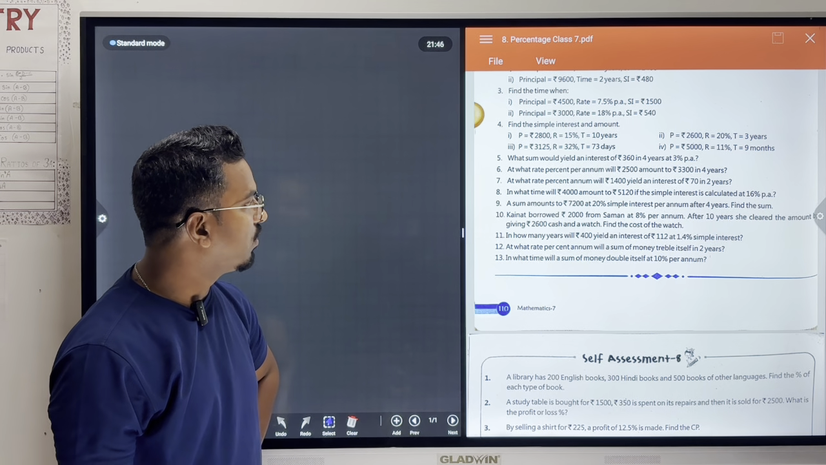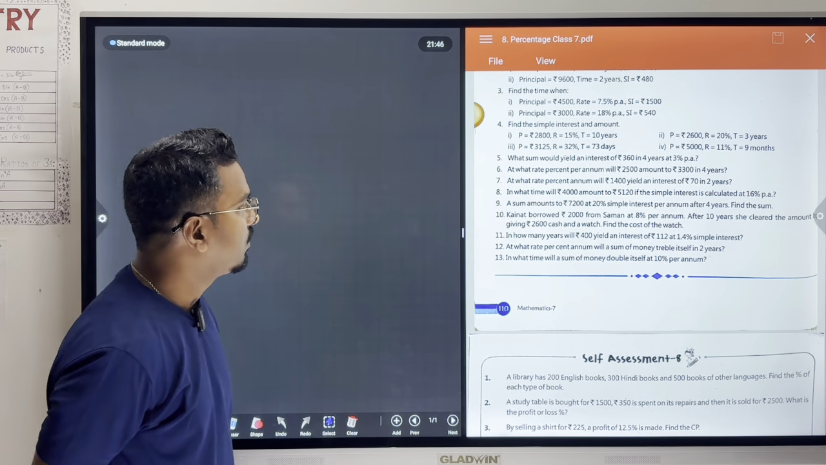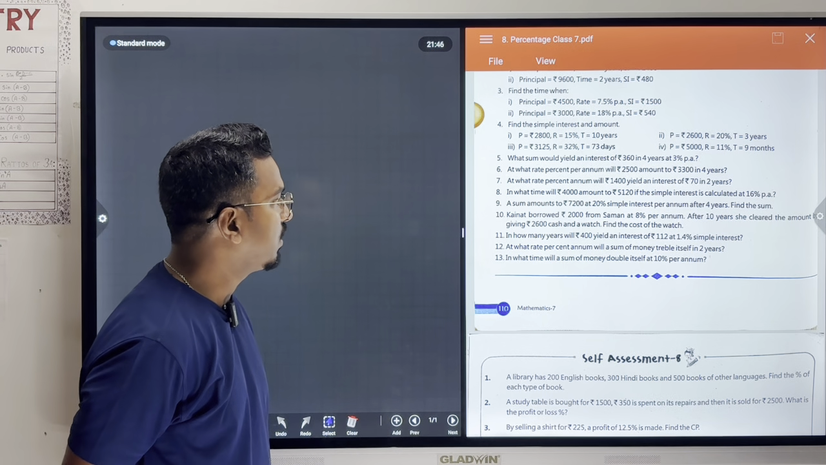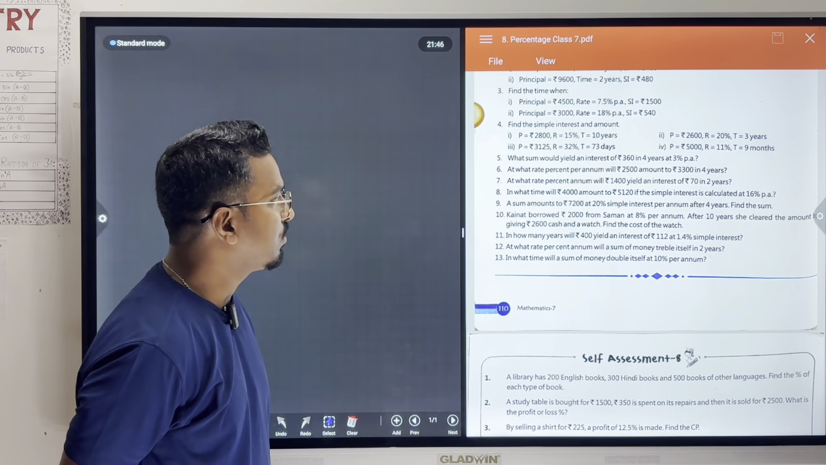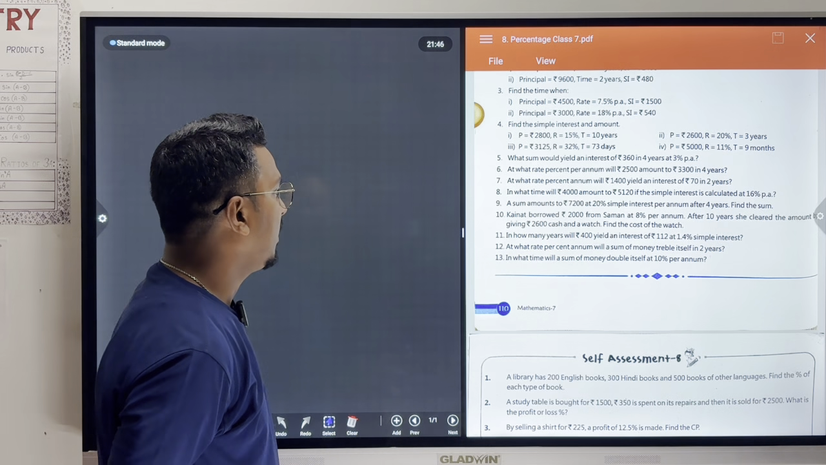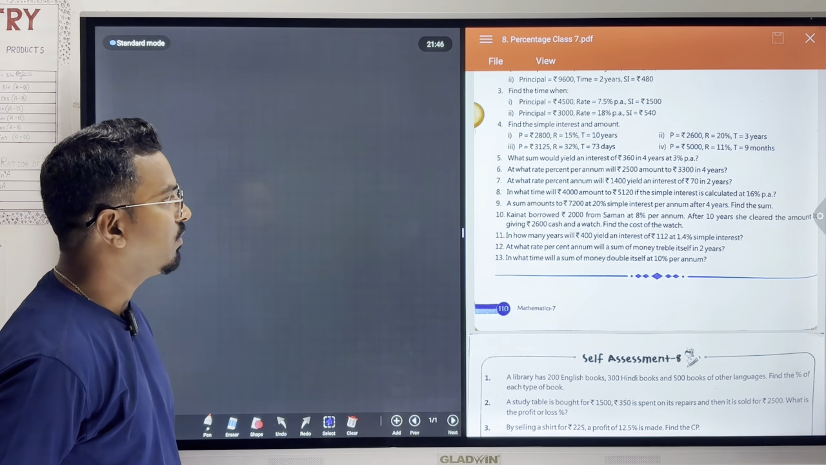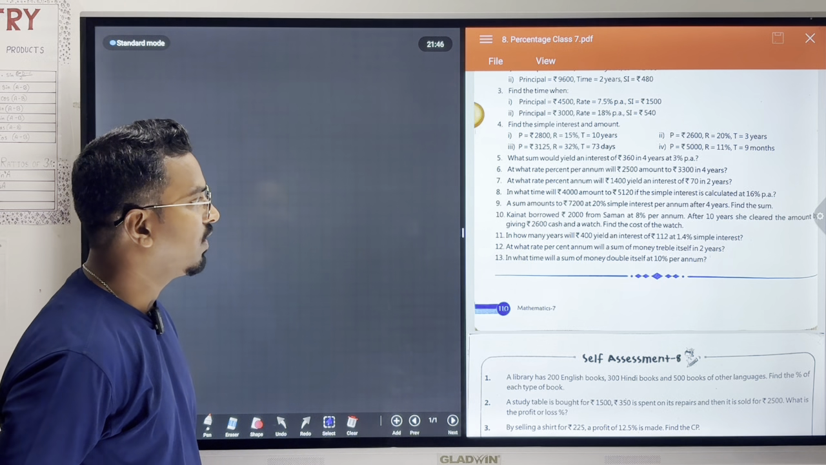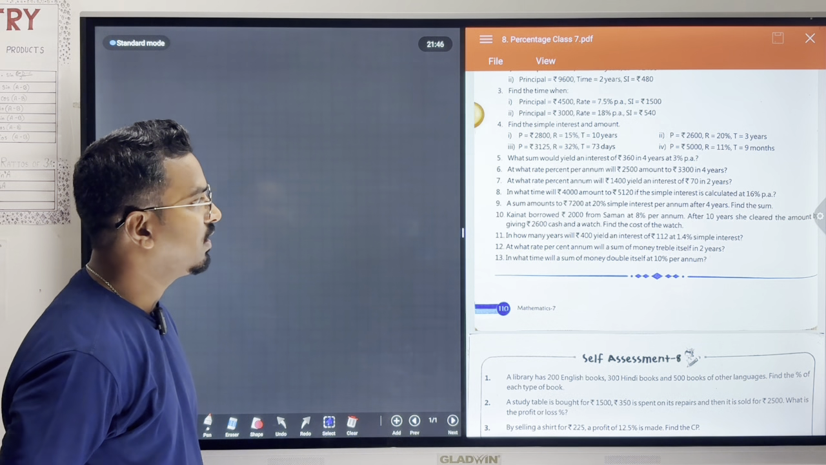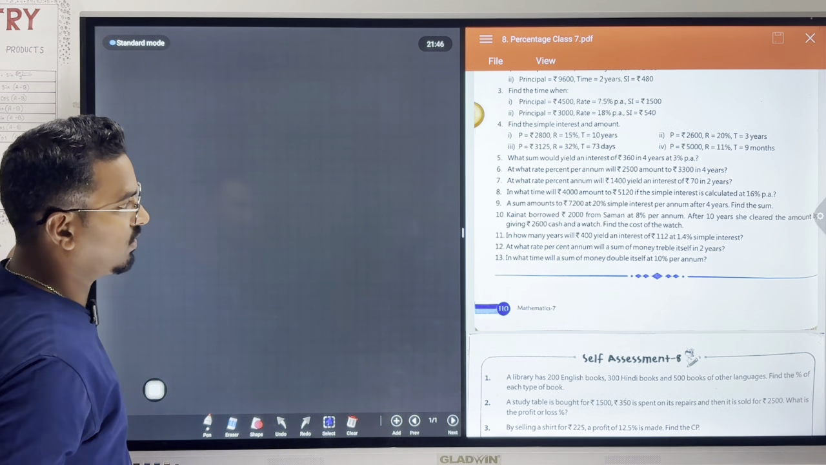Kainath borrowed 2,000 from someone at 8% per annum. After 10 years, he cleared the amount by giving 2,600 cash and a watch. Find the cost of the watch. Kainath borrowed how much? 2,000 rupees from someone at 8% per annum. After 10 years, he cleared the amount by giving 2,600 cash and a watch.